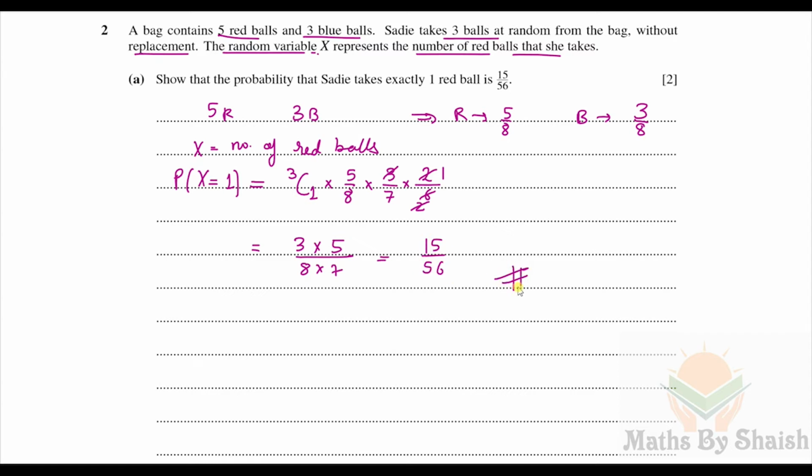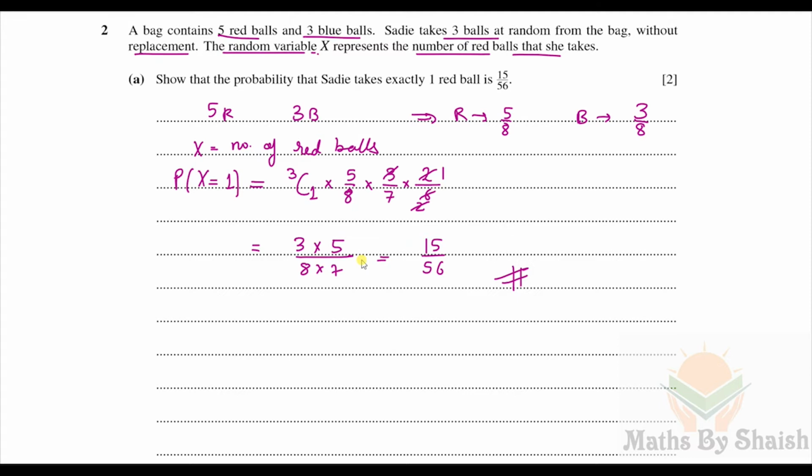So this is kind of binomial, but whenever it is without replacement, we have to keep on decreasing the total number of balls and the number of balls being chosen. I hope it is clear. Let's do the B part of this.